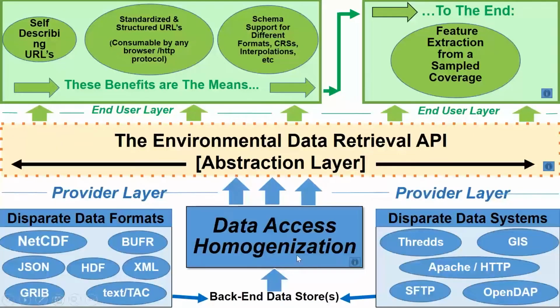This is just a quick overview. Basically, the EDR API acts as an abstraction layer between disparate data formats and systems. We homogenize the data together. The EDR API handles that and then describes the data in self-describing, structured URLs. We have schema support for different formats, CRSs, interpolations, etc. Ultimately, we're getting to the means to the end for a feature extraction from a sample coverage.